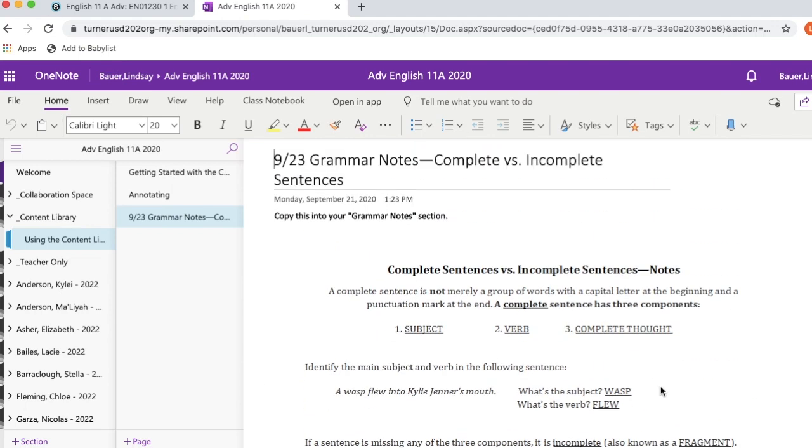If you have questions, comments, or concerns, please reach out and make sure to copy these notes into your grammar notes section for today. And remember that you can use them on bell work for tomorrow.